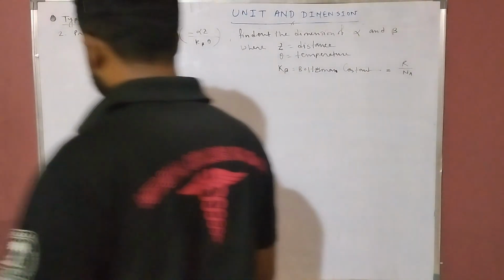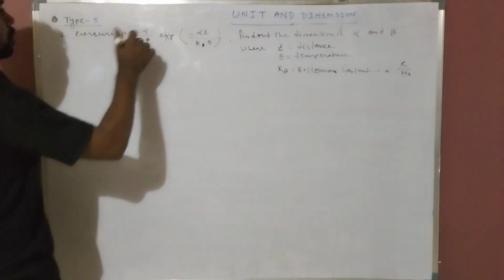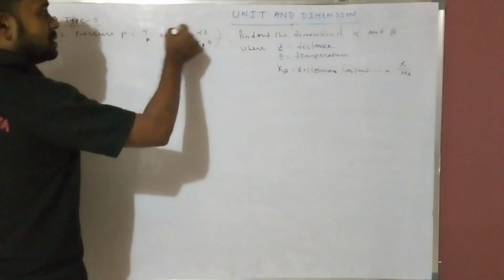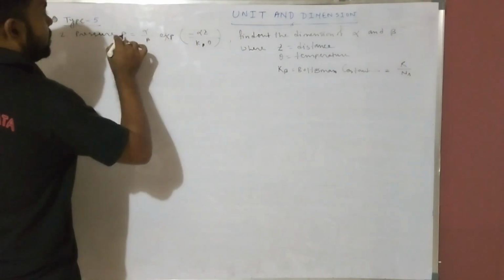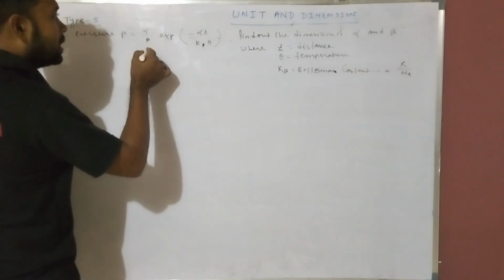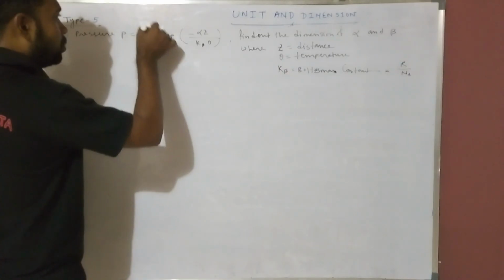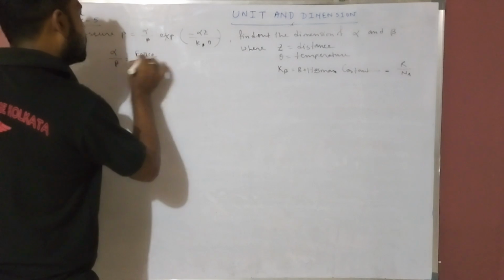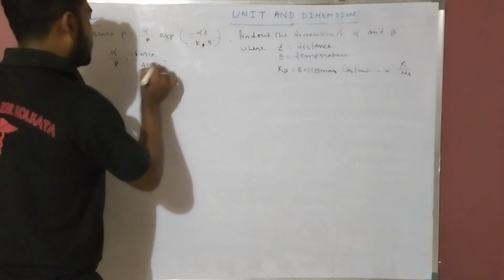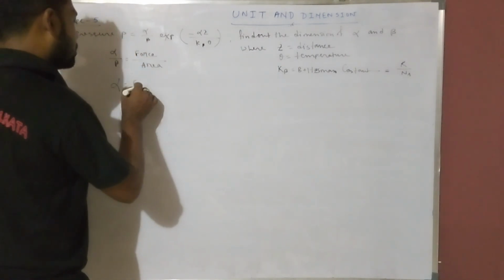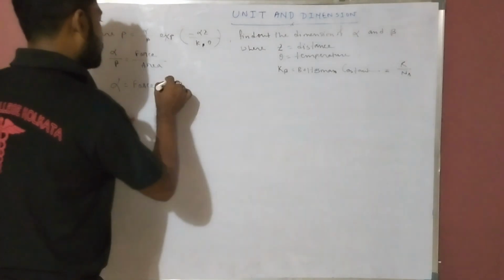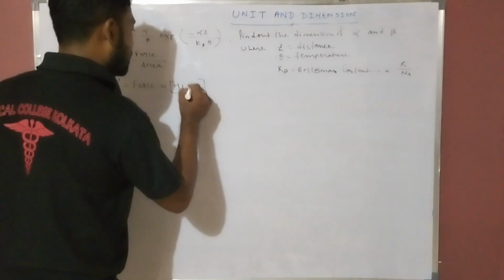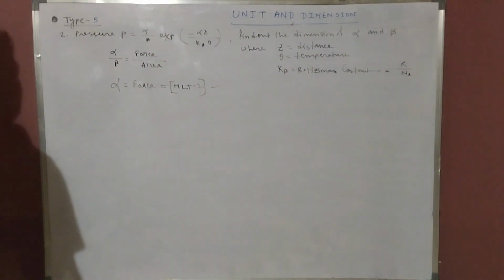So now come to the point. P is equal to alpha by beta into e to the power this. This is dimensionless, no problem. And we know P is equal to force by area. So alpha by beta will be force by area. So we can say alpha is equal to force. Force means m l t to the power minus 2. The dimension of force is m l t to the power minus 2. This is the dimension of alpha.